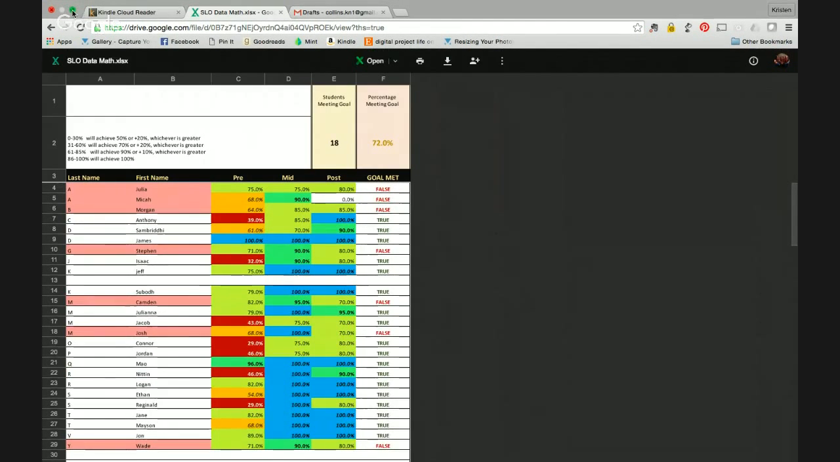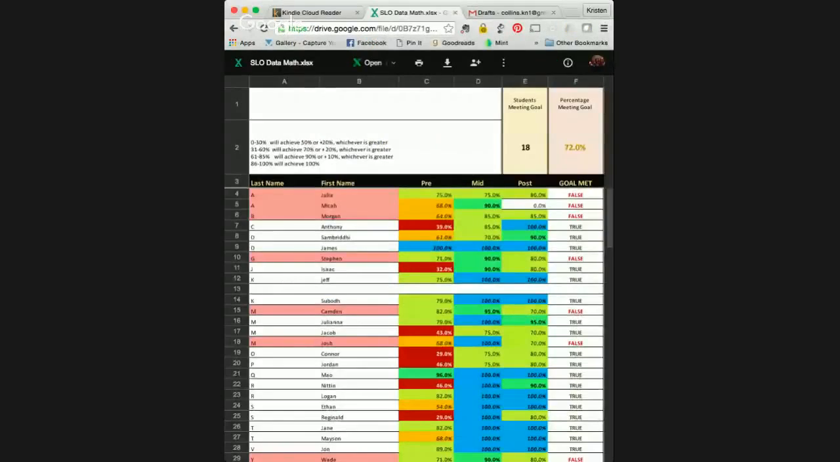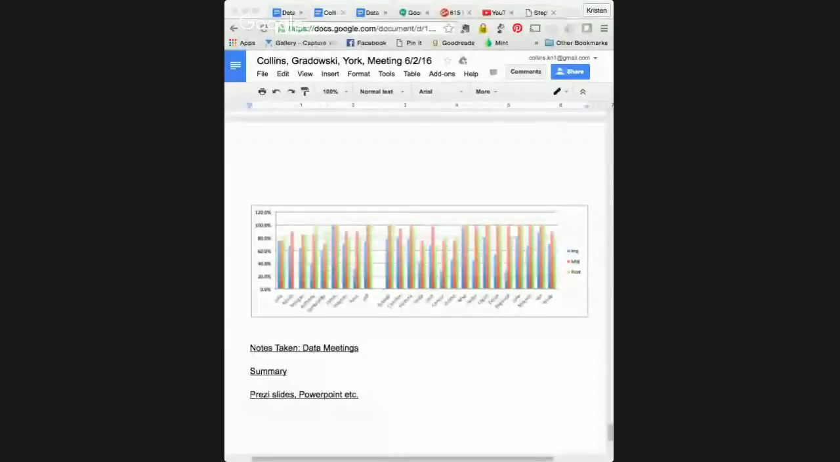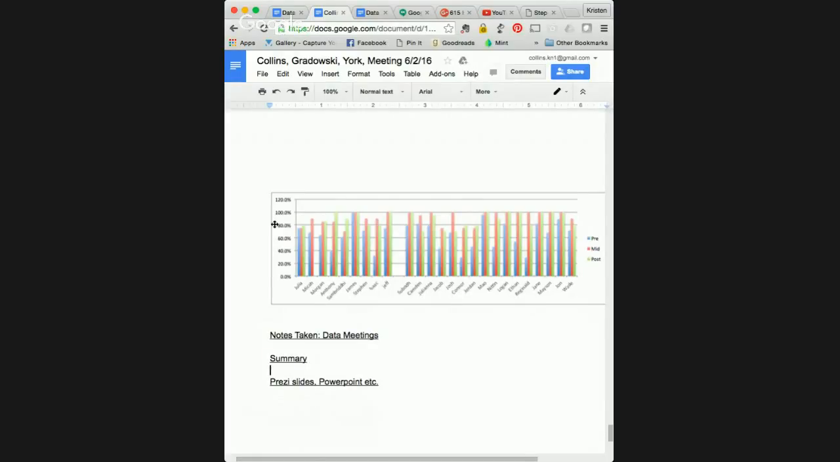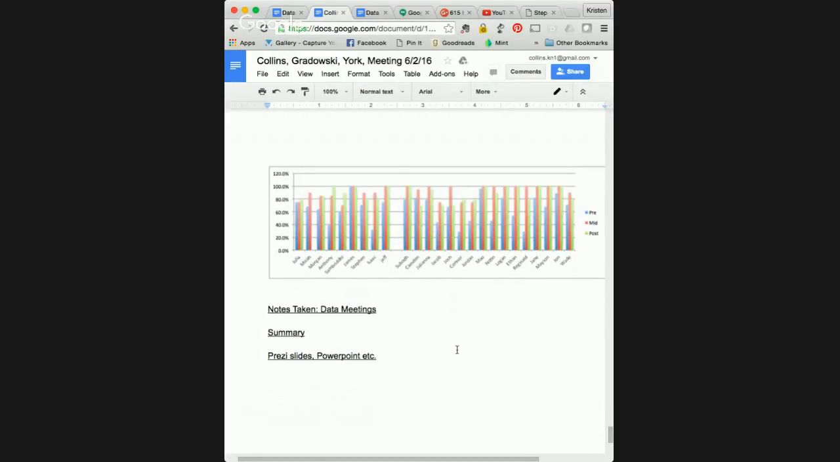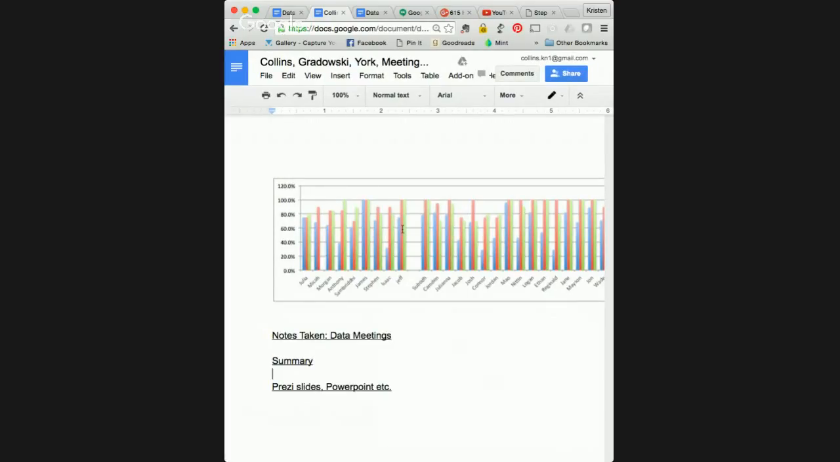So the next thing that I'm going to pull up is the graph that goes along with that as well. I'm going to pull that up in one moment. Okay. So here is the graph of the student data. And I'm going to try and get closer if I can. This is on the Google Doc as well. Hopefully you can see it better there.